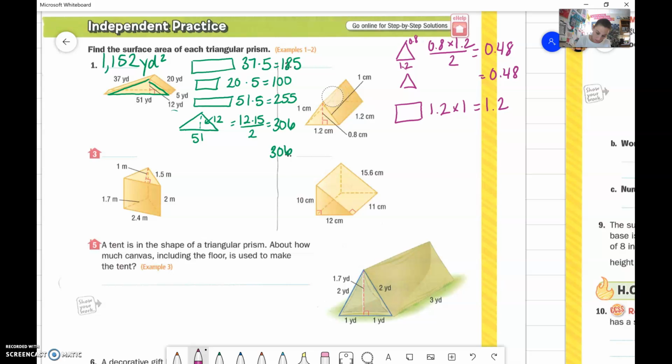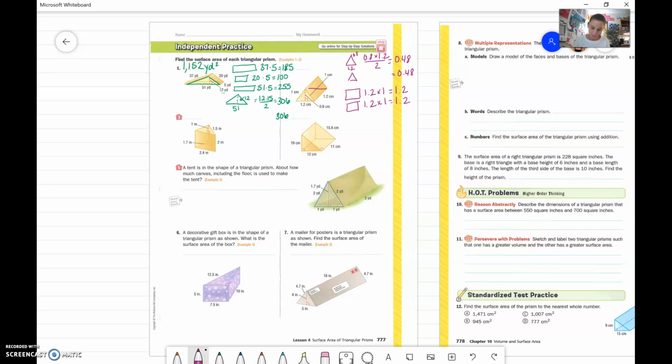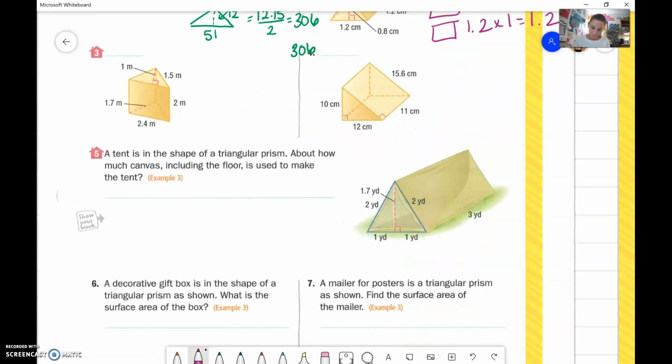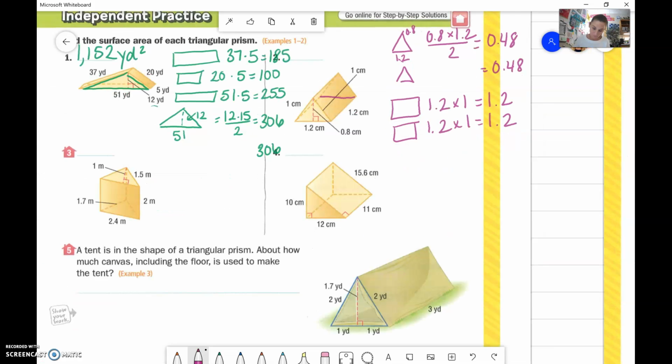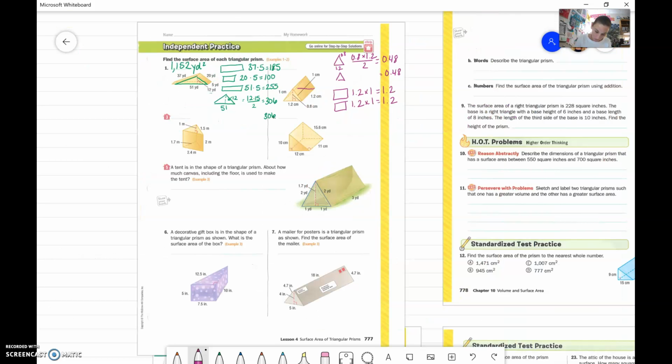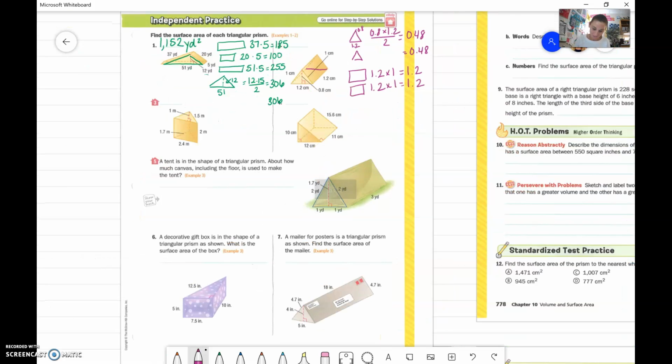Now let's take a look at this side right here. That is 1.2 times 1. So we're going to have another one of these. 1.2 times 1, which is 1.2. Then we're going to take a look at the bottom, which is going to be a little bit different because it's 1.2. Oops. Let me zoom back in here. There we go. Okay, so 1.2.